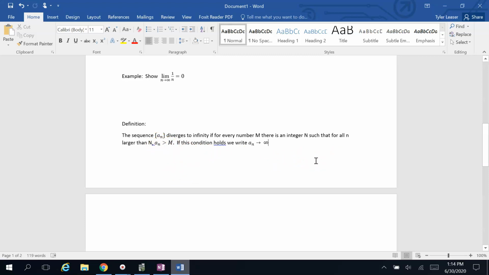So I'm not going to really talk about this one too much, just because it's not super important. But it's just saying that a sequence can diverge to infinity as long as if you give me any capital M, I can find an index value n where my sequence values are always bigger than that. Okay.